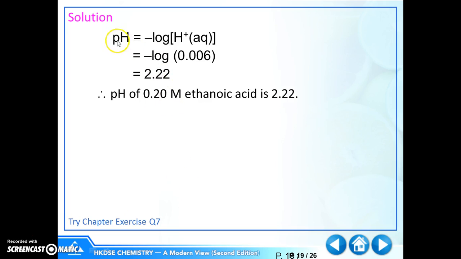Okay, so after you found the concentration of H+, then you can find the pH by substituting into the formula here. Then you have 2.22, correct to 3 significant figures.